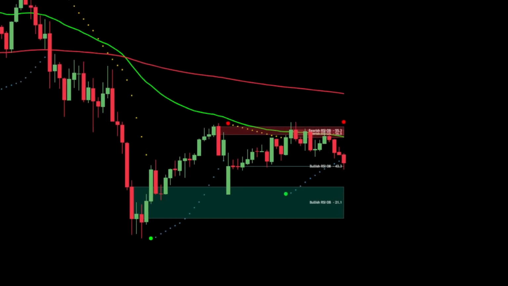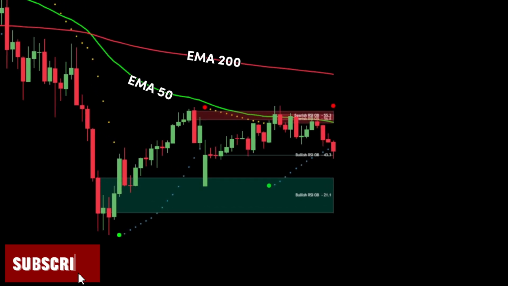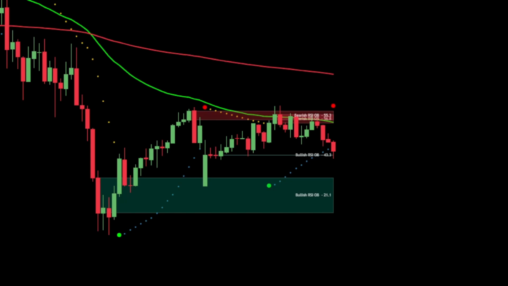How to place a sell order. If the EMA 50 crosses below or stays below the EMA 200, it indicates a bearish trend. In this situation, your main focus is to find the best point to place a sell order. Wait until the RSI order block indicator signals a bearish order block area. Once the bearish order block signal appears, wait for the price candlestick to break out of the bearish order block area. Then, wait for the price candlestick to retest the bearish order block area.